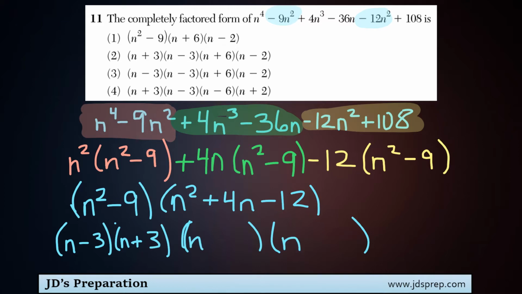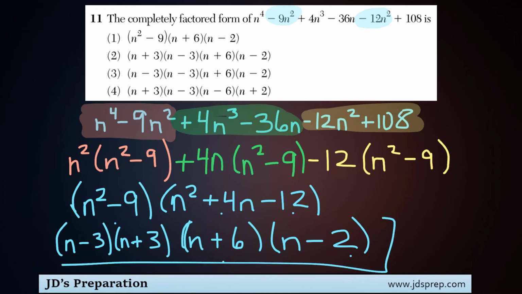Now I'm looking for two numbers whose product is negative 12 and their sum is positive 4. So I'm thinking 3 and 4 wouldn't work, but 6 and 2 would. If one of them is negative, we would want a positive 6 and a negative 2. All right, so that is our fully factored polynomial. And it looks like that matches option number 2.